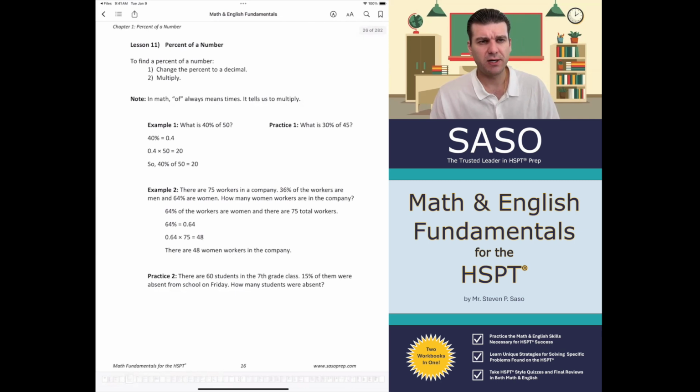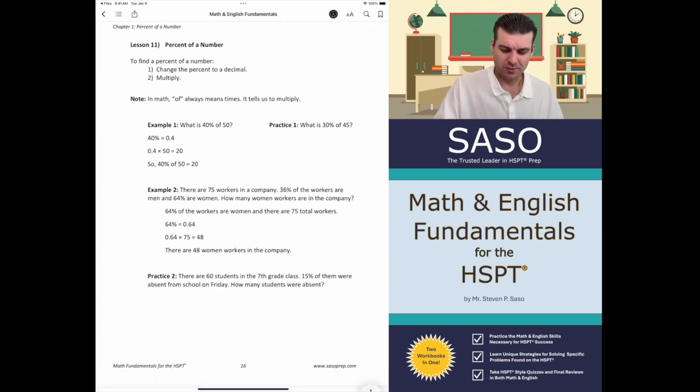So percent of a number. To find a percent of a number, change the percent to a decimal and multiply. That's all we want to do here. So pretty simple. And here's our note. In math, of always means times. It tells us to multiply. So of is always times.